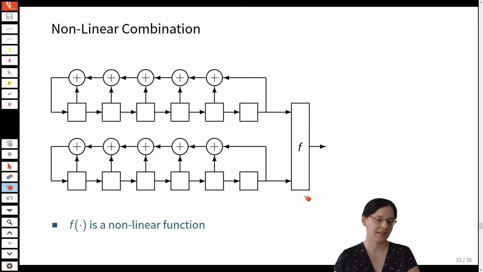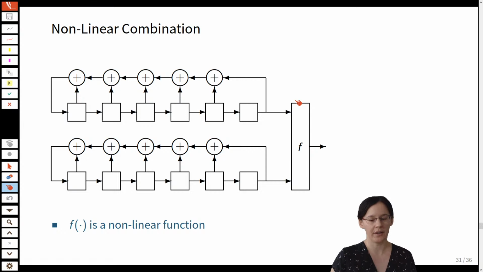Now, ANDing them is by itself not a very good idea, because if you take the AND of two uniformly distributed input bits, the output will be 0 with a probability of 3/4. So you have a bias in your key stream. So AND is maybe not the best idea. You need something a bit more complex.